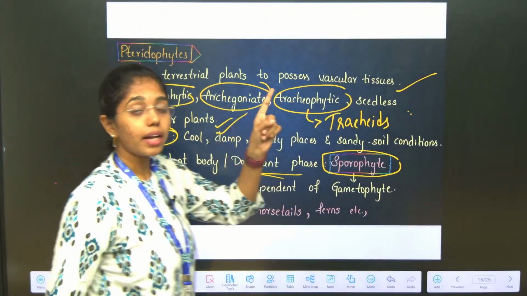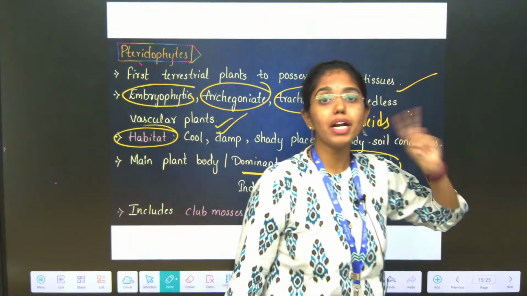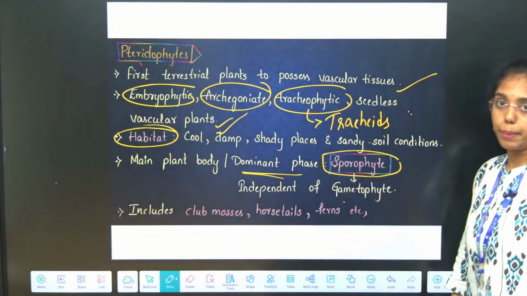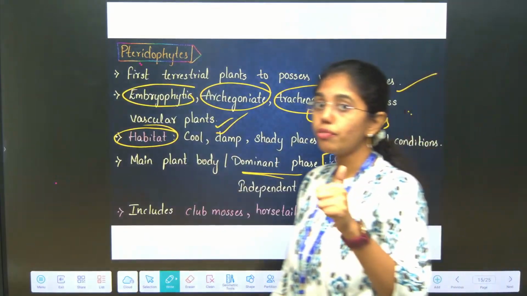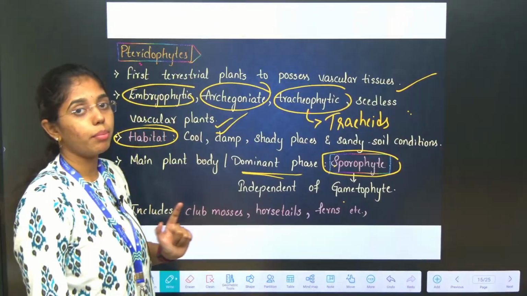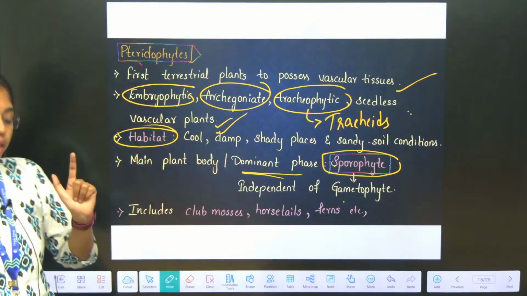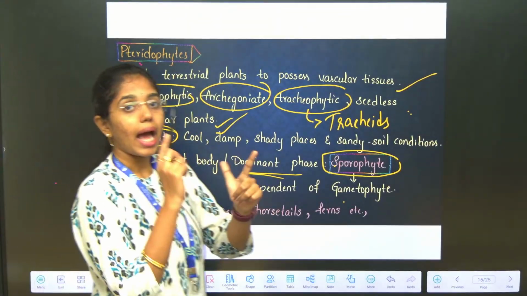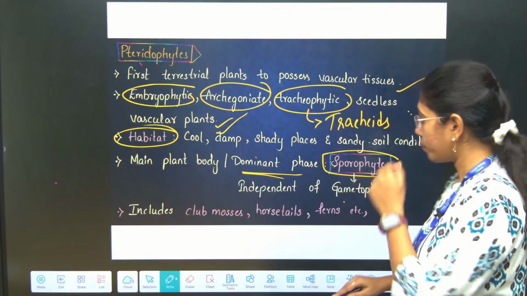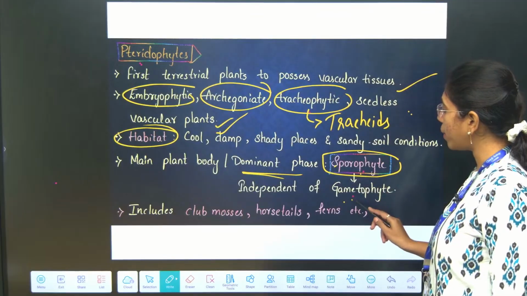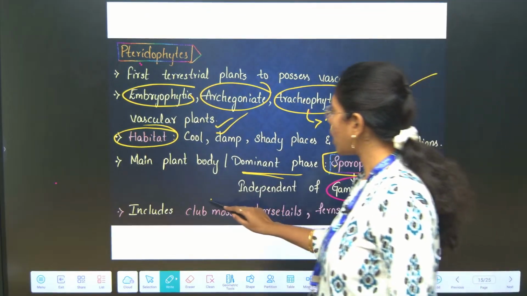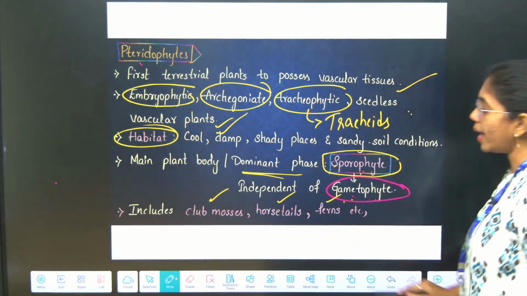Okay, there in bryophytes, the sporophyte is dependent on the gametophyte. In pteridophytes, the sporophyte is independent of the gametophyte. Here both gametophyte and sporophyte are independent of each other. Remember, very important statement: in pteridophytes, gametophyte and sporophyte are both independent of each other. Clear, right now? This includes club mosses, horsetails and ferns.